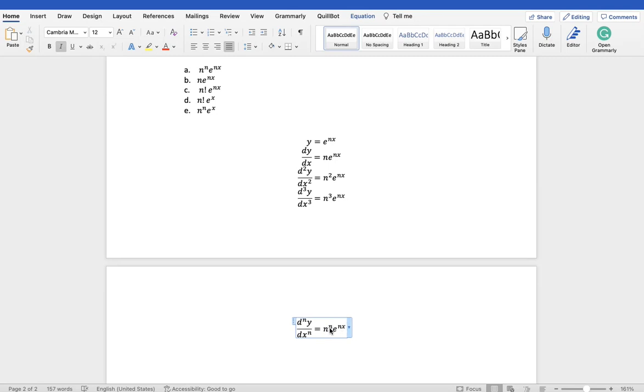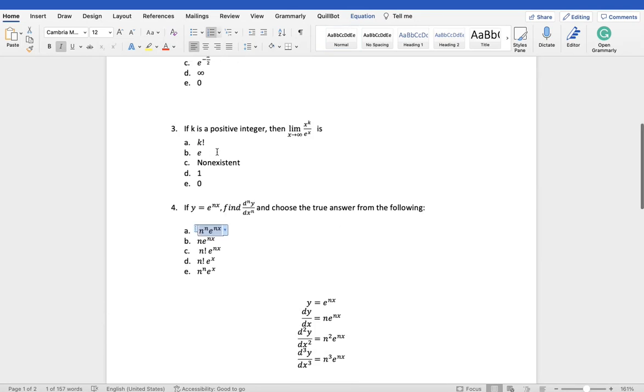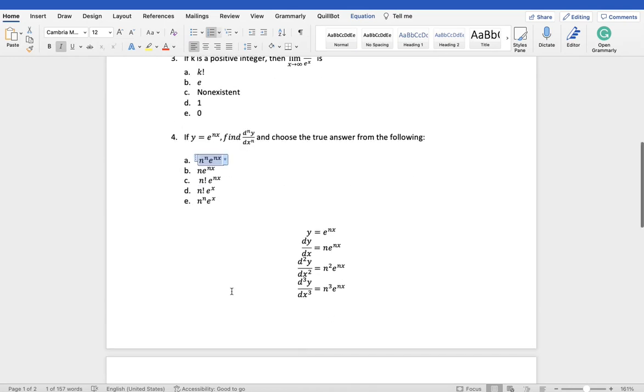Because remember, the exponential just comes back, right? So that is what your final answer should be. So it should be option A here in our case. Okay, so hopefully that makes sense.